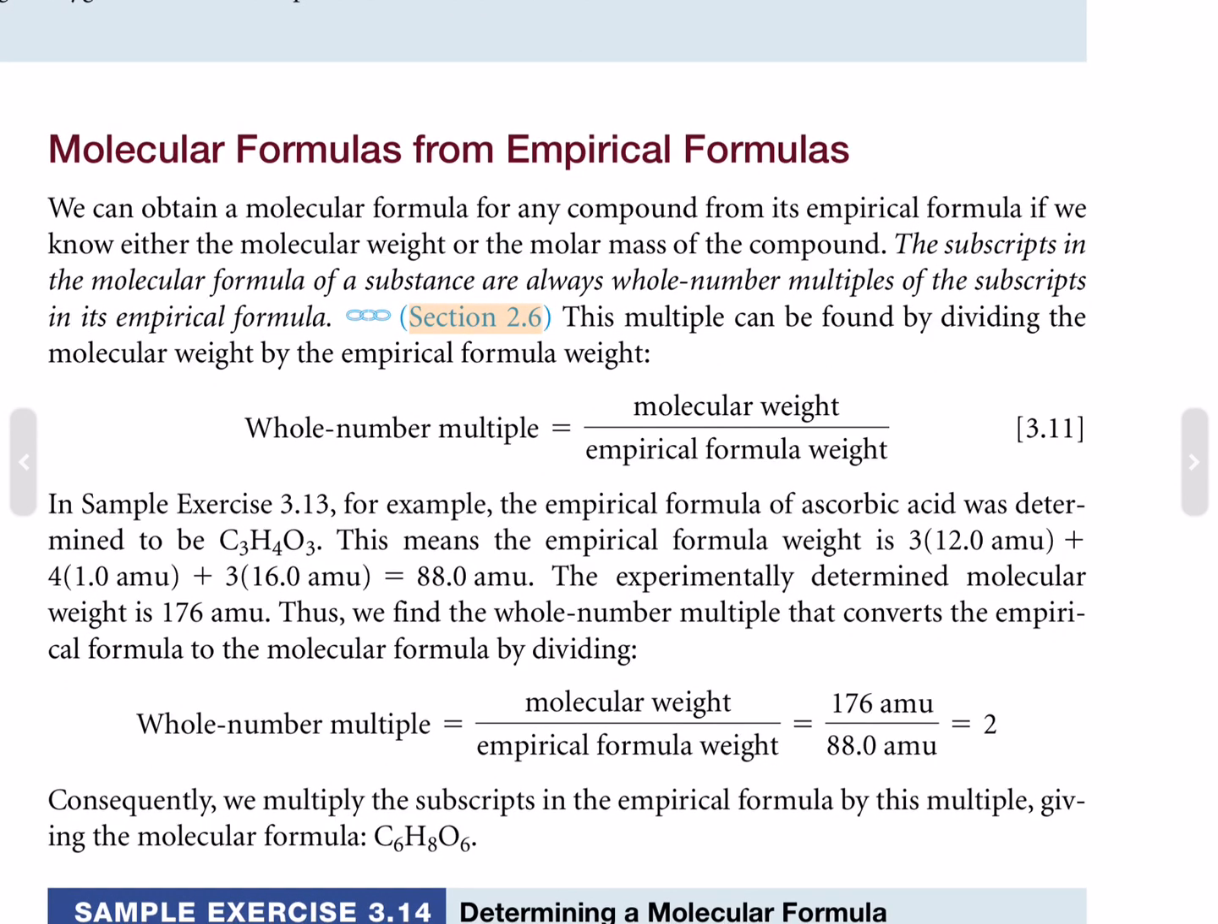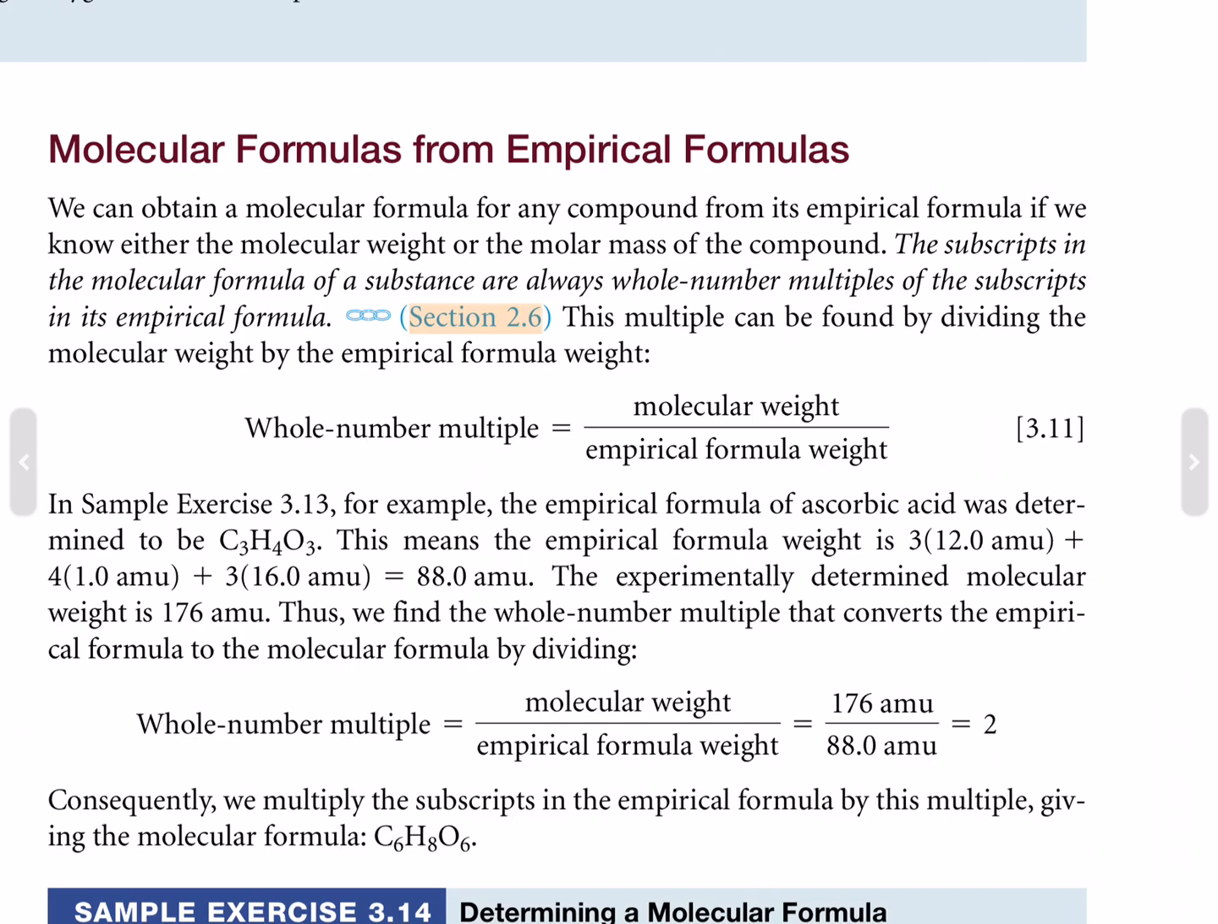Molecular formulas from empirical formulas. We can obtain a molecular formula for any compound from its empirical formula if we know either the molecular weight or the molar mass of the compound. The subscripts in the molecular formula of a substance are always whole number multiples of the subscripts of its empirical formula. This multiple can be found by dividing the molecular weight by the empirical formula weight. So the whole number multiple, what you're going to multiply the empirical formula by, is found with the weight of the molecule divided by the empirical formula weight.